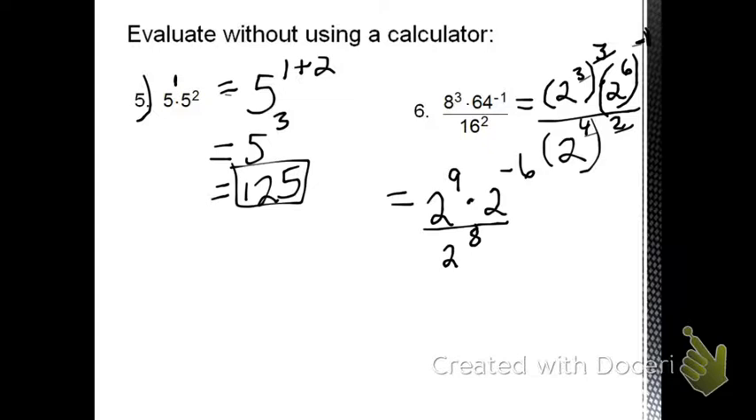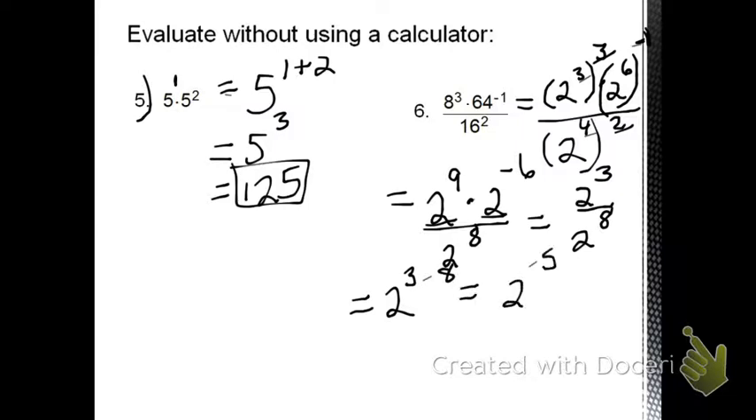So let's continue using our properties then. These two numbers in my numerator have the same base, but different exponents. So what are you supposed to do? You're supposed to add those together. So 9 plus negative 6 will be 2 cubed, divided by 2 to the 8th power. Well, what is the property? When you have the same base but different exponents in a fraction, you subtract. Well, if I subtract these, I would get 2 to the negative 5th power.